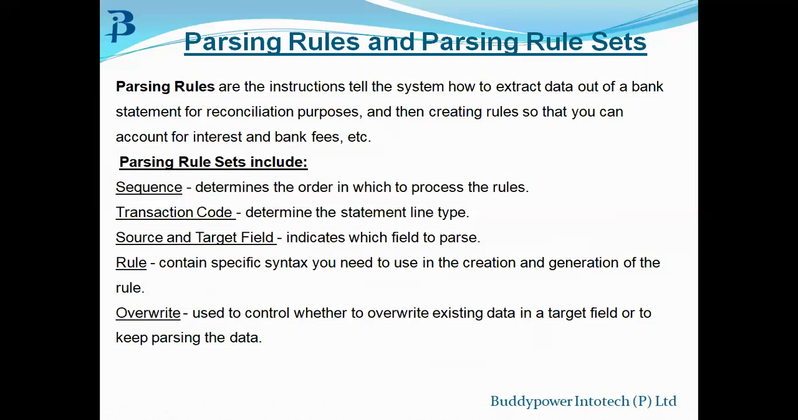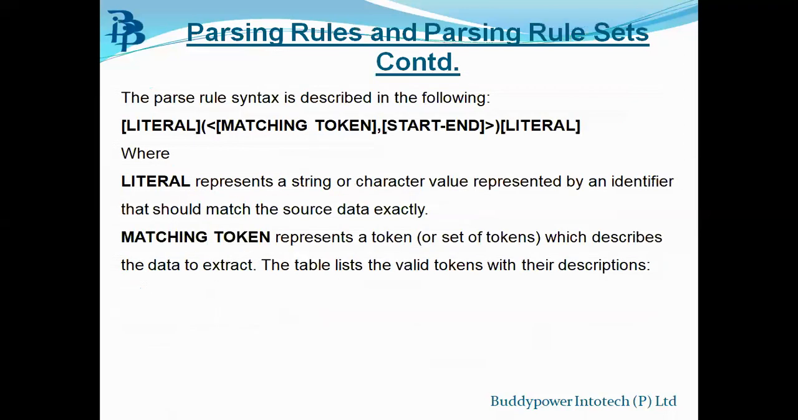Then you have your rule, which contains the syntax for determining the data within the source field to be parsed. Then you have overwrite. This is used to control whether to overwrite existing data in a target field or skip parsing the data. So basically, the parse rule syntax is described in the following, which is like literal, the bracket and less than. This is basically how the system takes in the information.